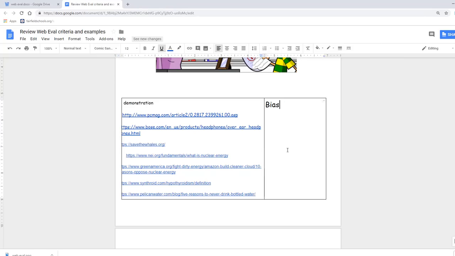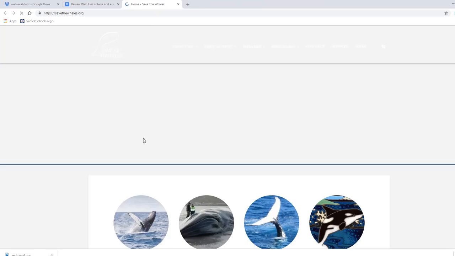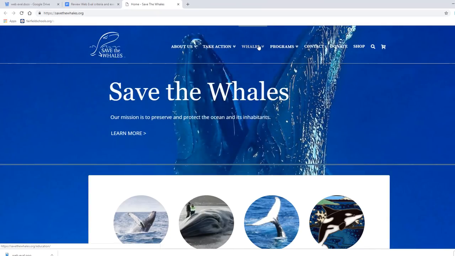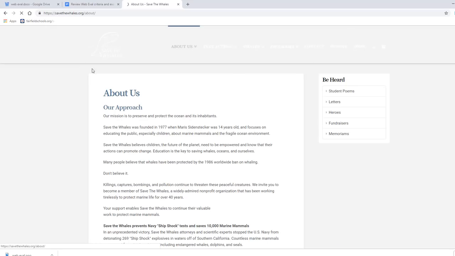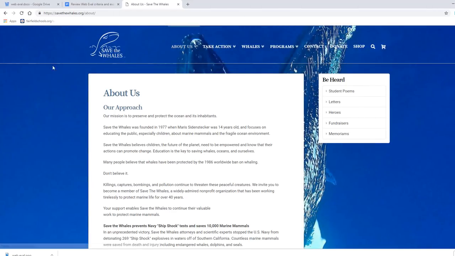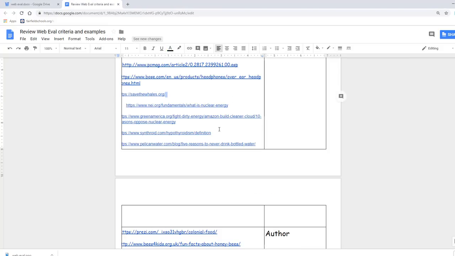Let's look at another one. Save the Whales. Save the Whales is a beautiful site. It has a lot of information on whales and dolphins. But their purpose is about saving whales, that they're endangered and that they want to raise money and they want to influence governments about not killing whales for food or for other reasons. So even though it's a good website, you need to understand that they're only going to give you information that goes with what they want you to know. So I just want you to know this does have bias, but you could use it, but it does have bias.